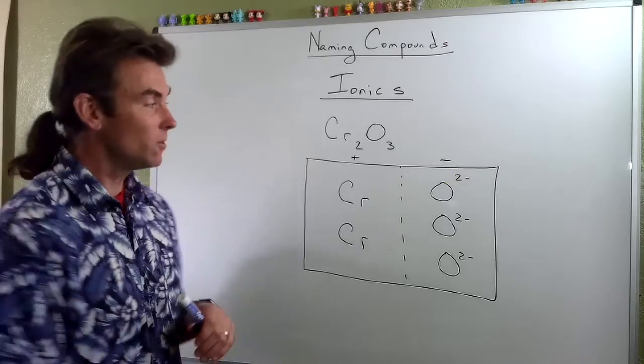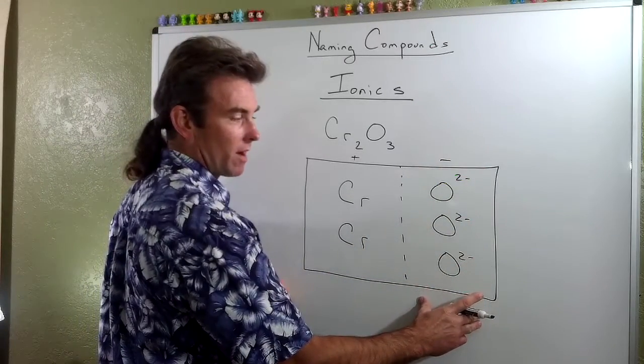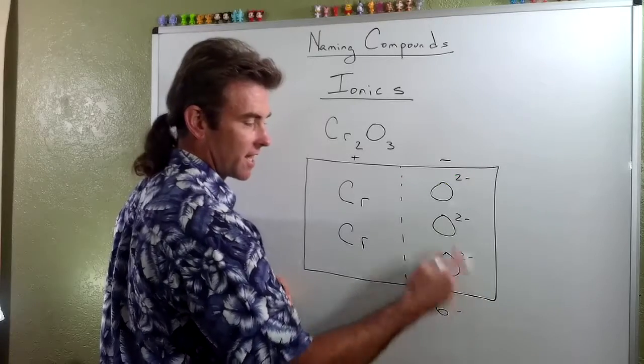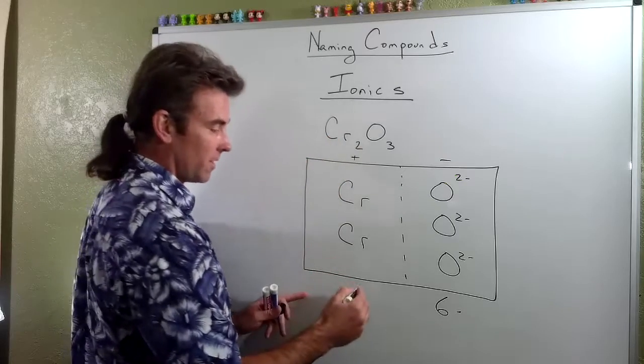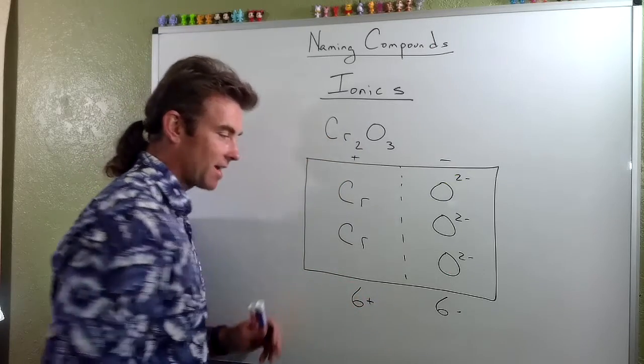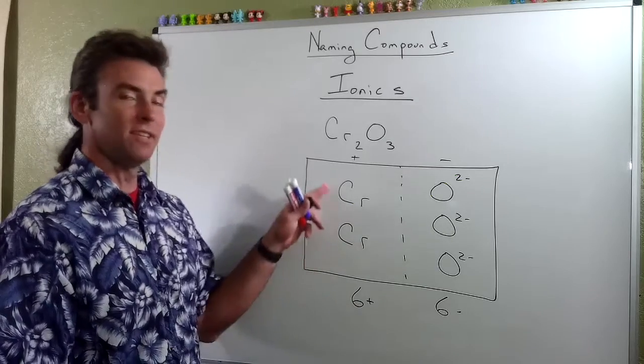Well, what we're going to do is we're going to use the non-metal side here to come up with whatever the overall charge is, in this case 6-. And what we know, if this is a proper formula, is that this side has to have a total of 6+, evenly split between these 2.